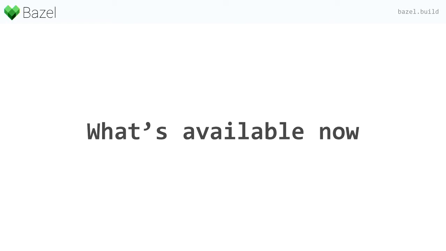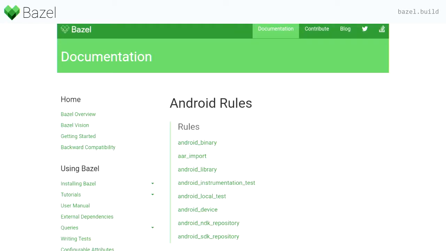So what's available now? What you can actually use now? The Android rules. To integrate with the Android SDK and NDK, there are repository rules. Oh, by the way, these are all native. These are all built into Bazel. To build apps, you have the Android binary and the Android library rule. To import Android AARs, you have the Android AAR import rule.